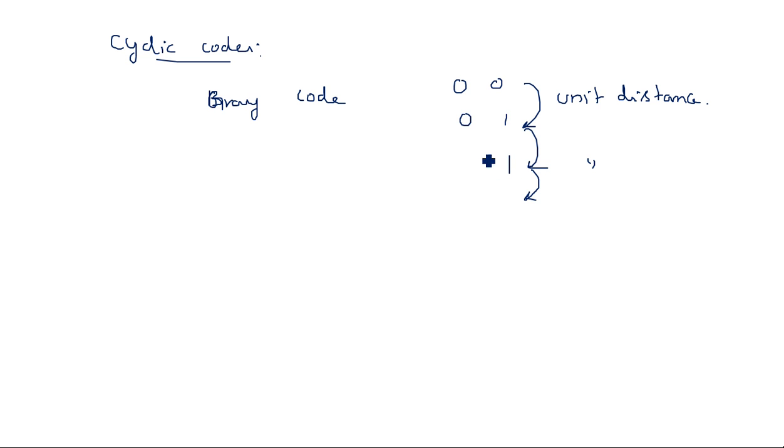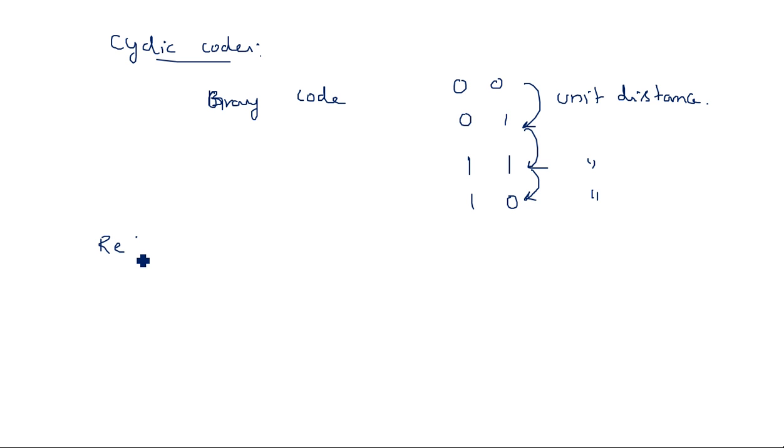See here, 1 should be common, and again this will be converted to 1. So 1 1, again 1 unit distance. Again this number is again 1 0. This is again 1 unit distance. So this is the example of cyclic codes. This particular coding system is known as binary code.